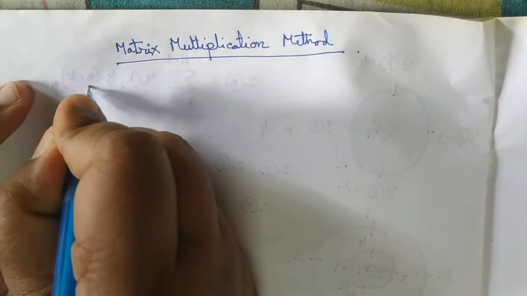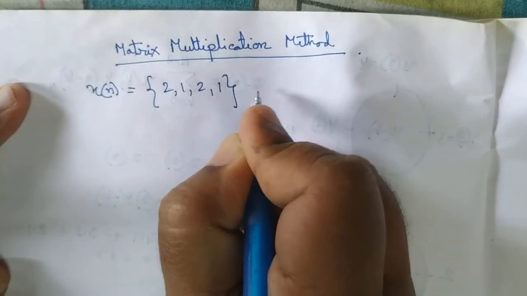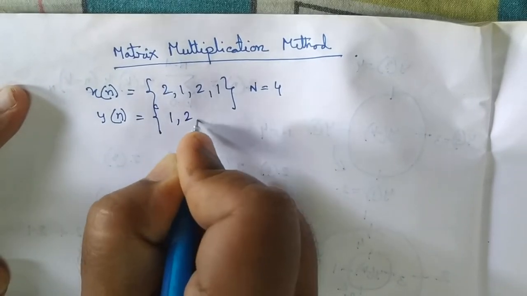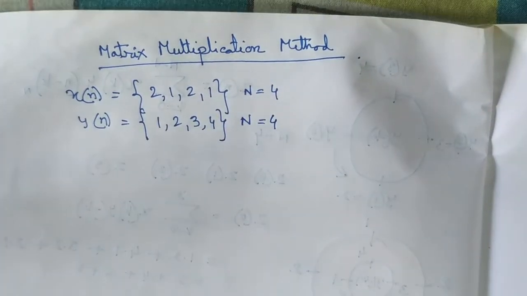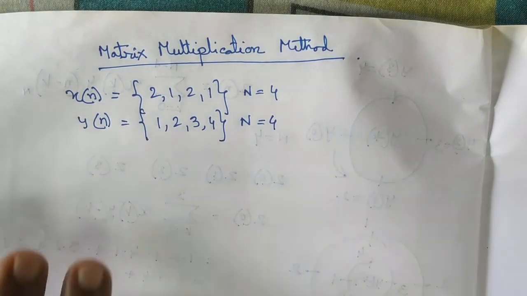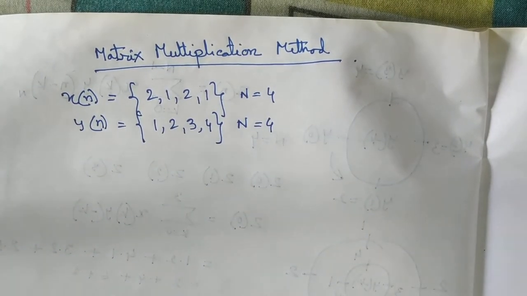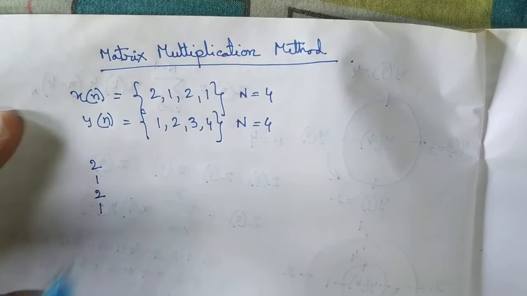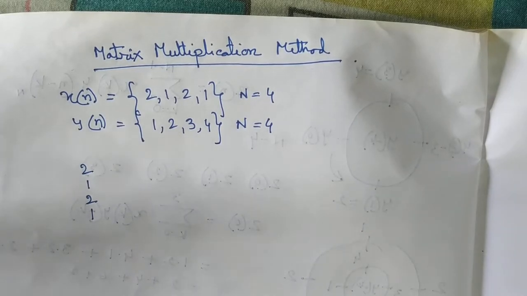Again, we'll take the same example: xn equals 2, 1, 2, 1, N equals 4, and yn equals 1, 2, 3, 4, N equals 4, same. Now we have to simply multiply xn with yn to get zn. We'll first write xn in this form, 2, 1, 2, 1. As capital N is equal to 4, our objective is to get a 4 by 4 matrix. How? That is special. Let us discuss that one.